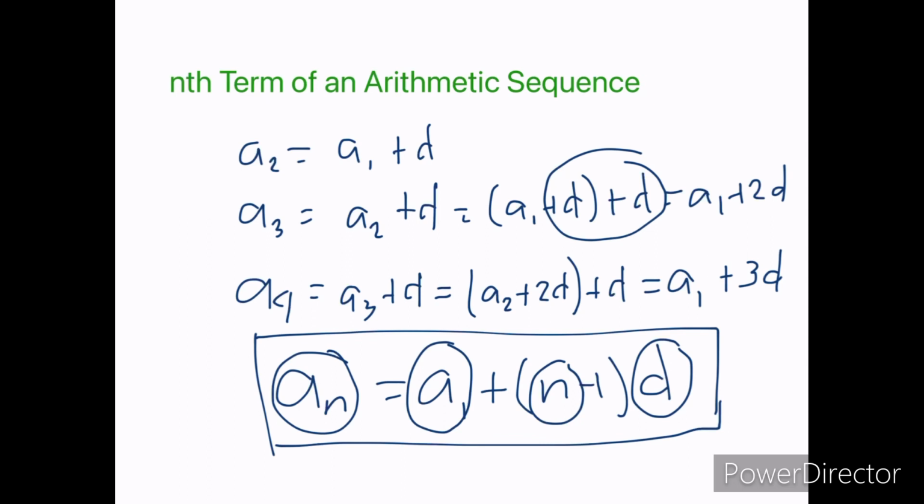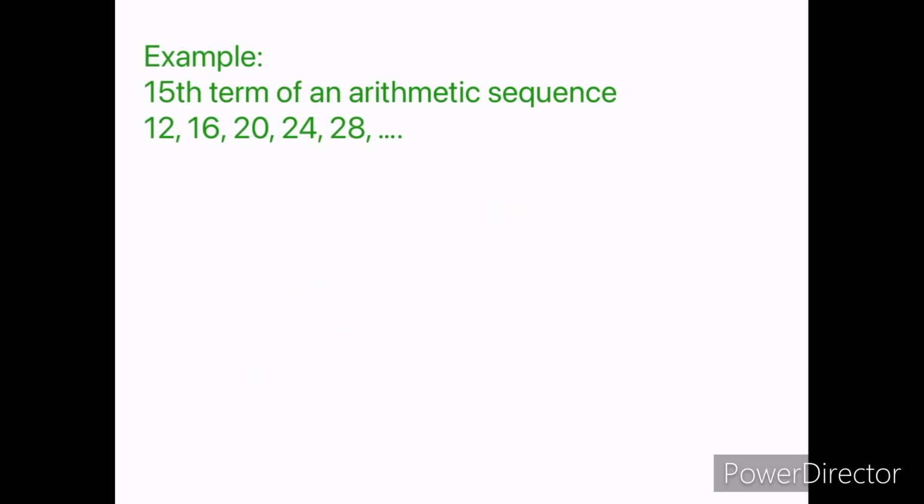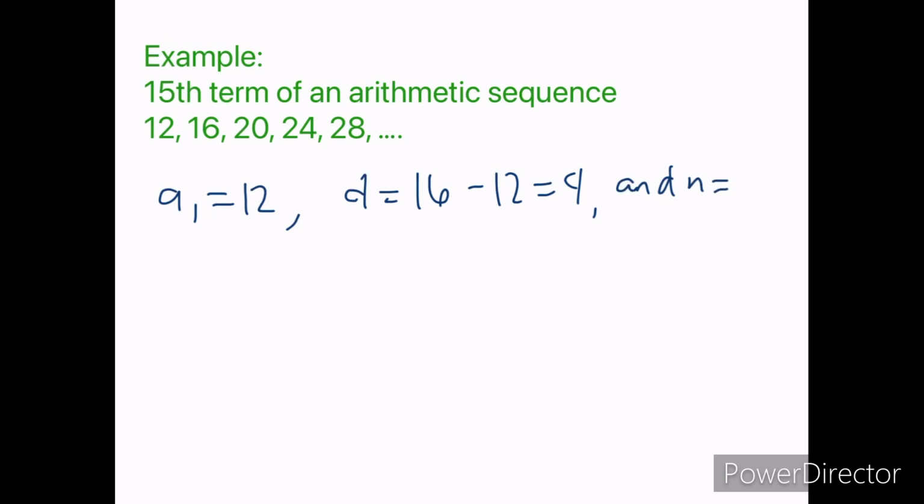Let's have an example. First example, find the 15th term of the arithmetic sequence 12, 16, 20, 24, 28, and so on. Note that our a sub 1 is equal to 12, our d is equal to 16 minus 12, which is equal to 4, and our n is equal to 15 because we are looking for the 15th term.